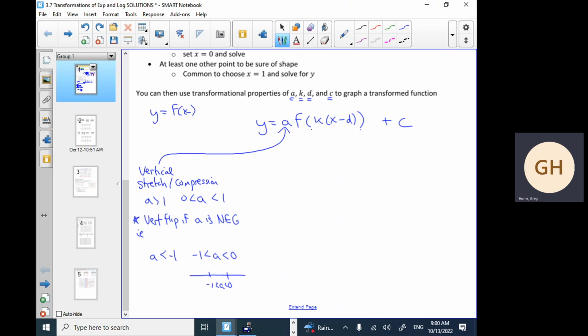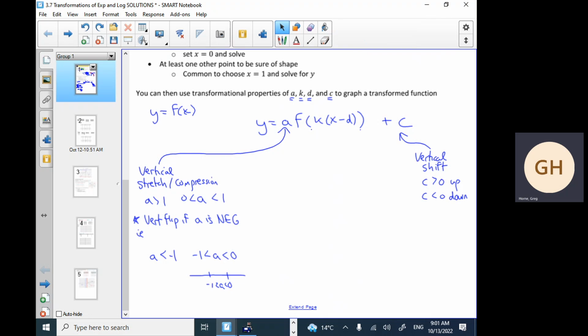Let's go to the next easiest one over here. The C value there is going to be your vertical shift. If you had C greater than 0, it's up, and if C is less than 0, it's down. Kind of the easiest one of them all.